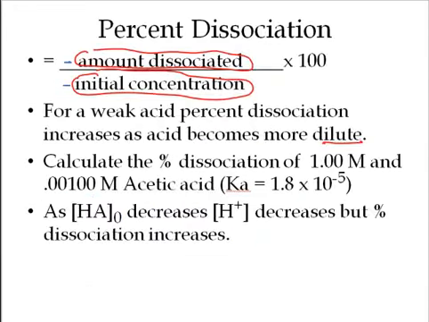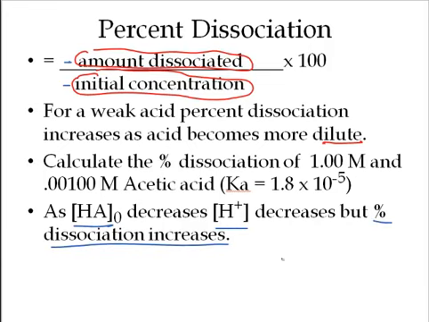So if we look at our previous slide, that's what it says right here. For a weak acid, the percent dissociation increases as the acid becomes more dilute, and that's what we've just shown. And so this is kind of what we're looking at. As the concentration of the weak acid decreases, the H plus concentration decreases. That should make sense to us. A smaller molarity, a smaller concentration of H plus. However, and this is the key thing, the percent dissociation increases.